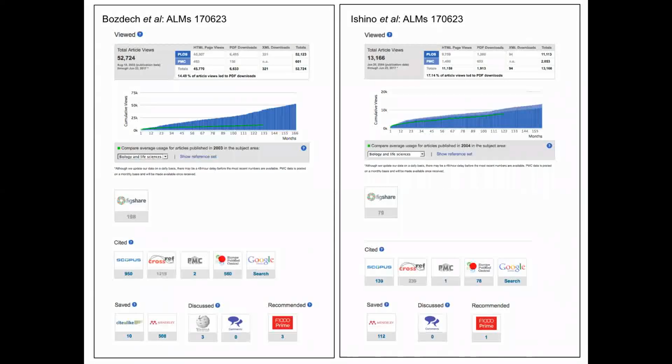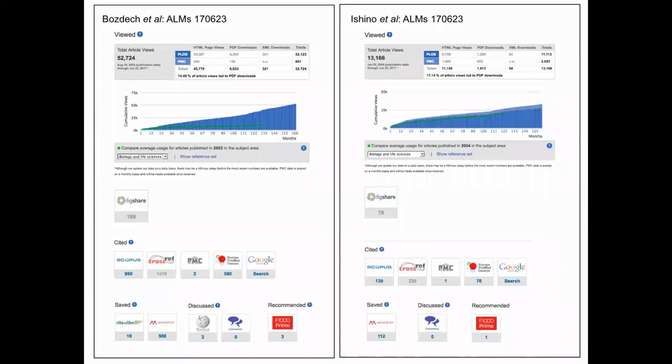Its figures that had been deposited in Figshare had been accessed 200 times. It had been cited almost 1,000 times in the Scopus database. It had been recommended by 3 reviewers in Faculty of 1,000. It had been discussed on social media. There were 3 Wikipedia entries, right? Here's a whole suite of metrics that you could pick from. The Yuda article, on almost every single one of these metrics, scored a quarter as high.